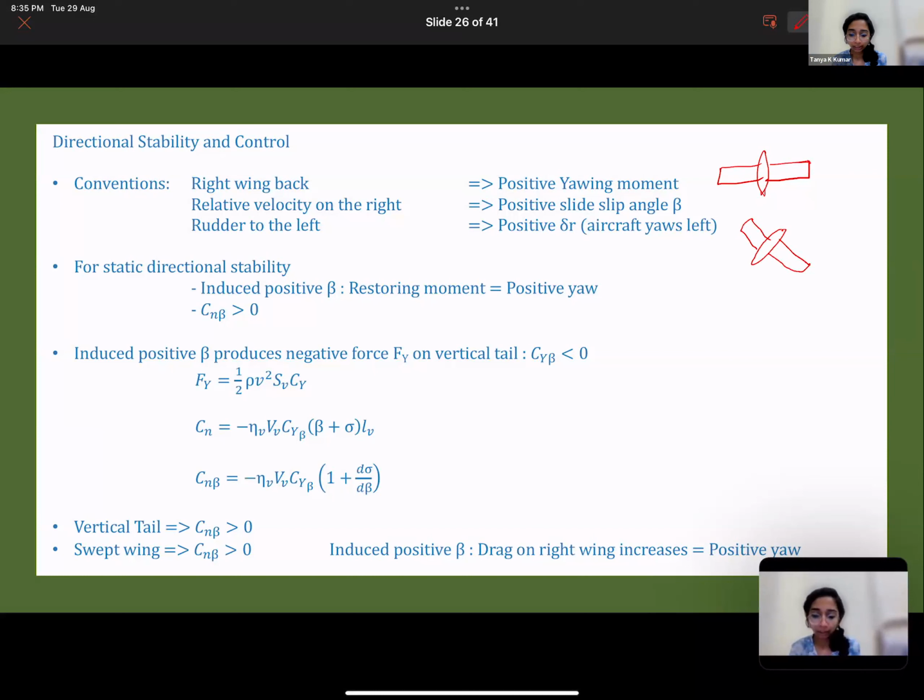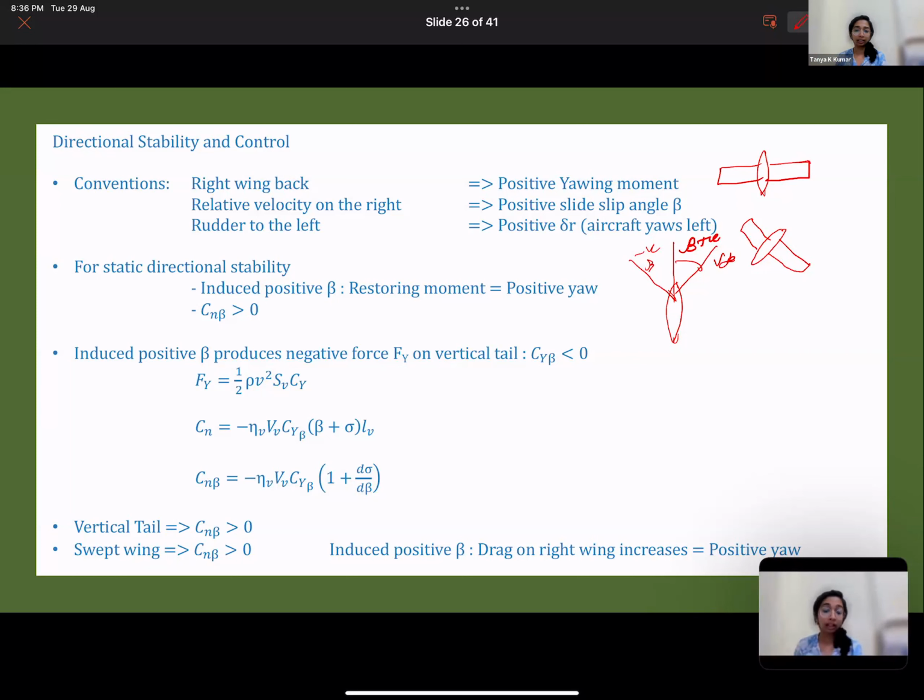Now, relative velocity on the right is considered positive side slip angle. So if this is your aircraft and this is your relative velocity V infinity, this is beta. This is negative beta, this is positive beta. If your relative velocity, V infinity, is on your right, it is considered positive side slip angle.